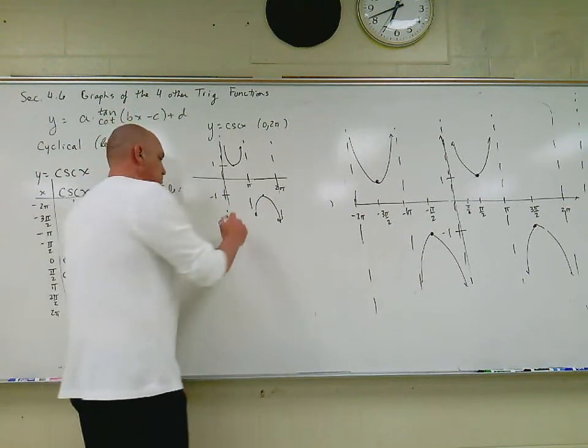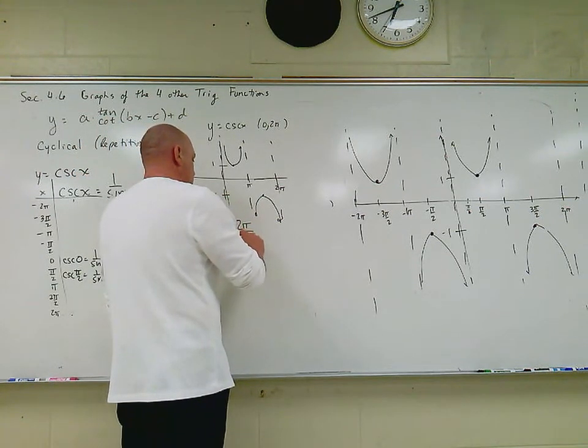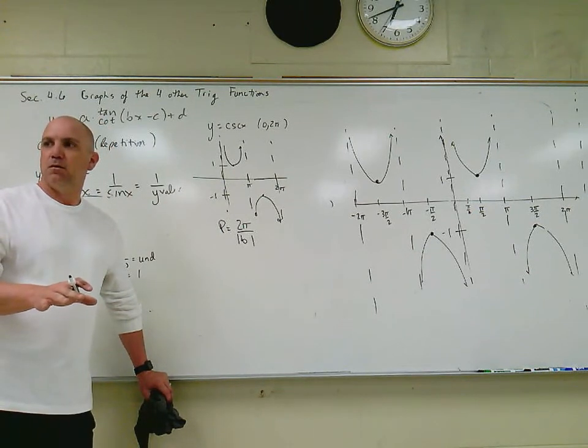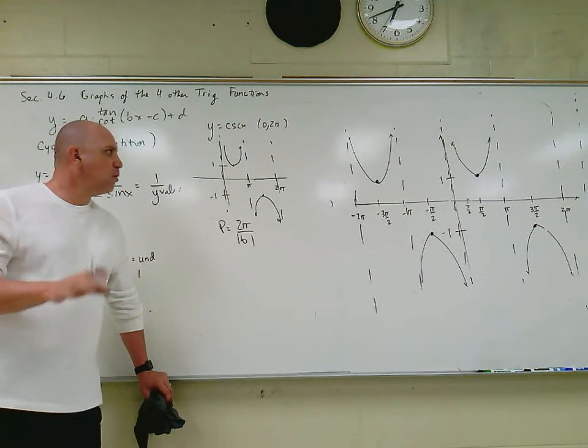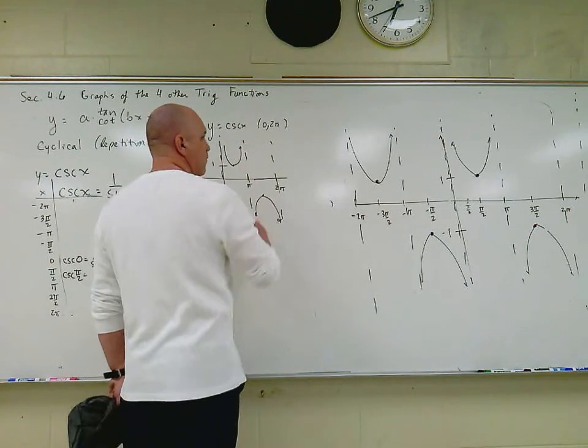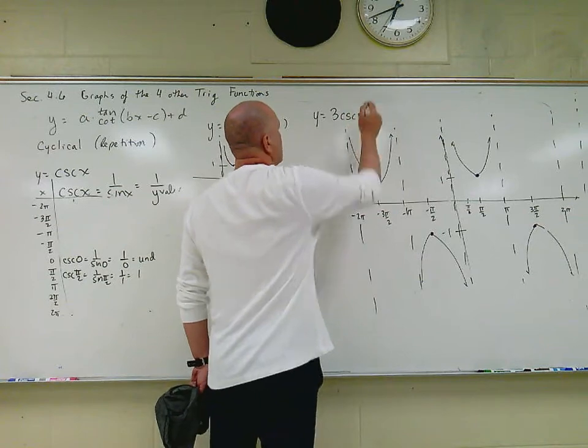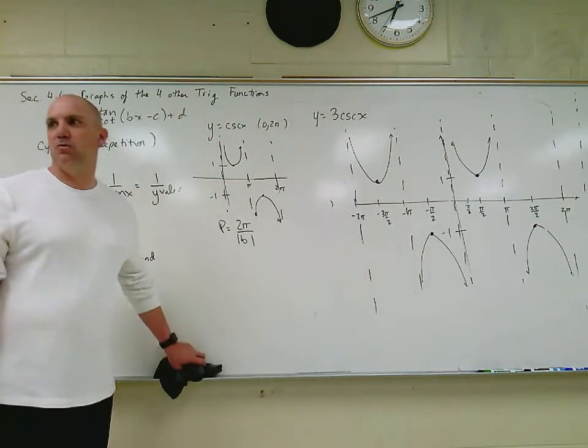2 pi over b. Back to 2 pi now. Okay. We'll get to phase shift in a second. We'll handle that. Let me ask you this. What is a number in front going to do? Let's just say I had 3 cosecant x. Now, what do you think that 3 is going to do?